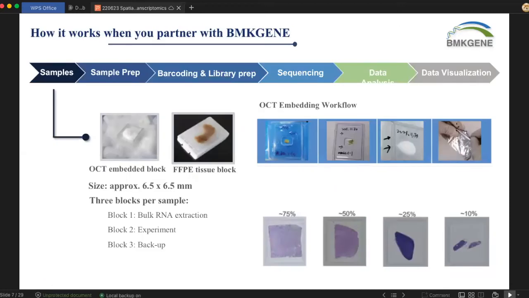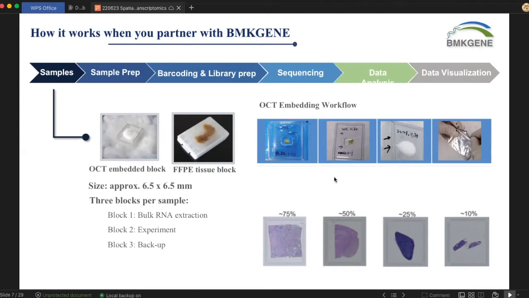So first of all are the samples. As I said, the samples we use in spatial transcriptome sequencing are either OCT embedded blocks or FFPE tissue blocks. For OCT embedded blocks, if you have already worked with cryosectioning or other tissue-related or physiological studies, you are probably very familiar with this. These are very simple experimental steps: you put OCT in a cassette, have your sample ready, dip it in, and then do the freezing. It will form this block, and what we need is only this block.